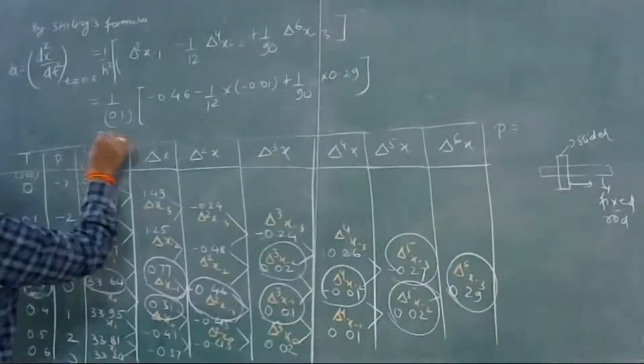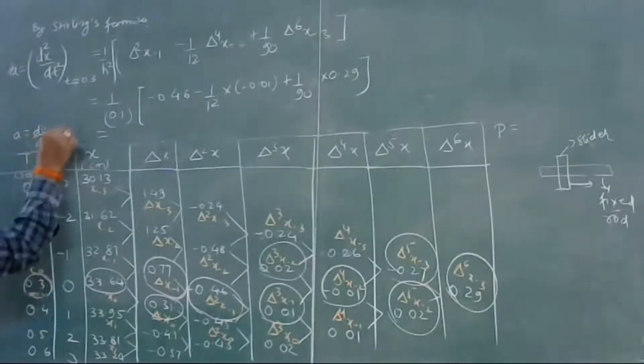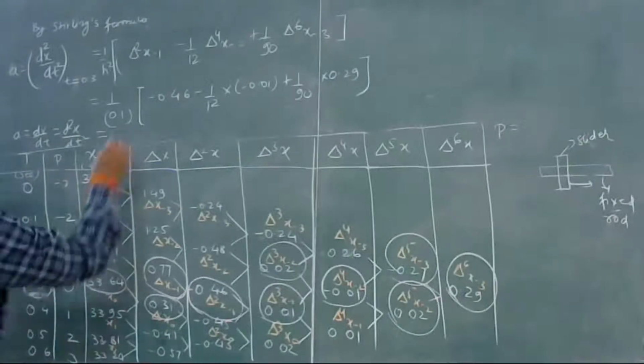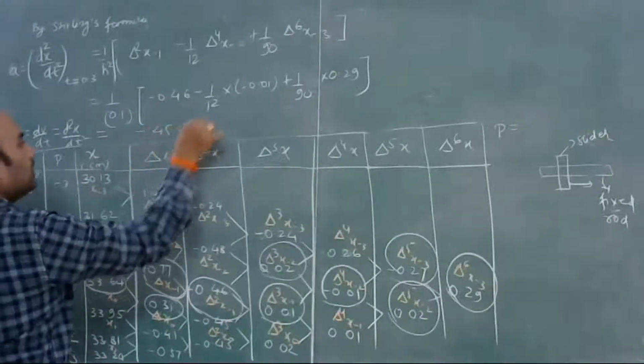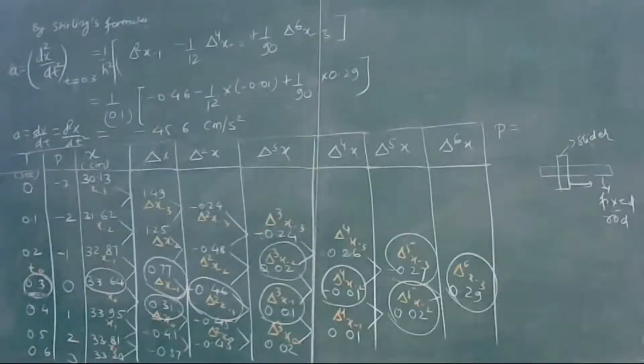On solving this, A is equal to dv by dt, which is d square x by dt square, is equal to minus 45.6 centimeter per second square. Okay, so you can find the value of the expression. This is dv by dt, d square x by dt square, is equal to this one. So substitute these values of differences.